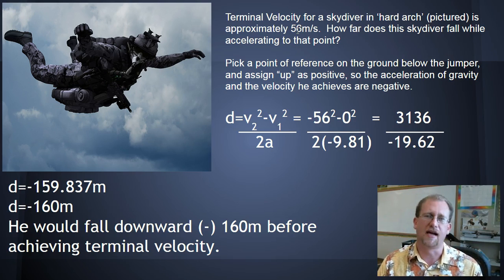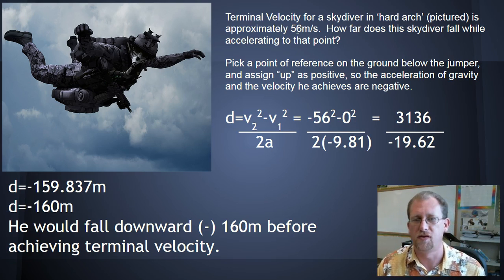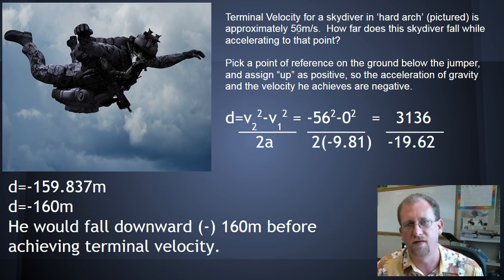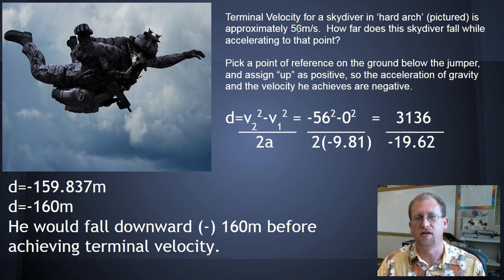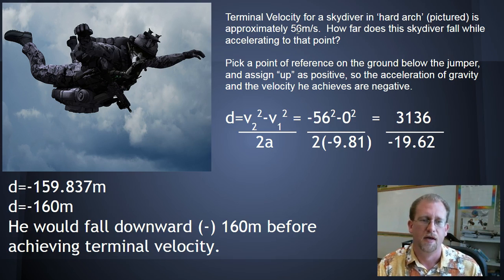Okay, so not how many seconds does he fall, but how far below the plane is he when he achieves that speed. Okay, we're going to pick a point of reference on the ground below the jumper, and we're going to assign up as a positive value. So he is accelerating in a negative direction because he's going closer to the observer on the ground. Okay, so the displacement is getting less. The distance from him to the observer is getting smaller as he falls, right? So it's a negative acceleration, it's a negative displacement as he jumps.